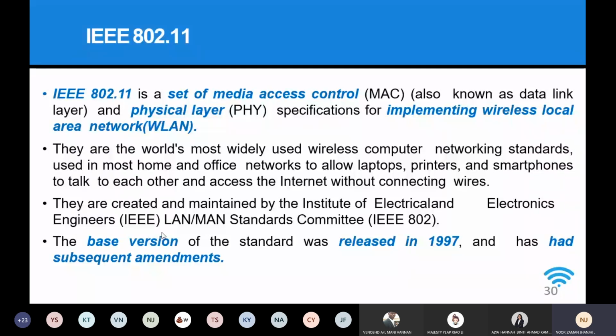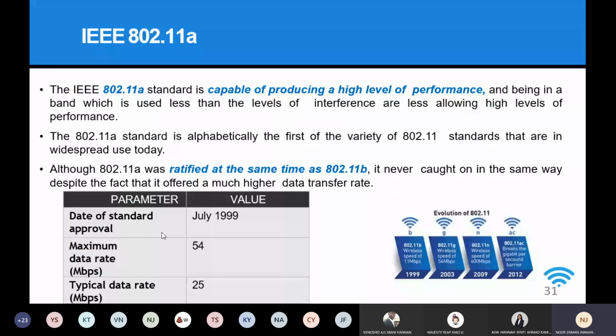We are just going ahead because this is only the standard, no need to discuss further. Now you can see that these standards and values are the parameters: date of standard approved and maximum data rates. You can see from the table, this is the year and this is the speed. That's what we discussed in our previous slide. So this is the same thing.